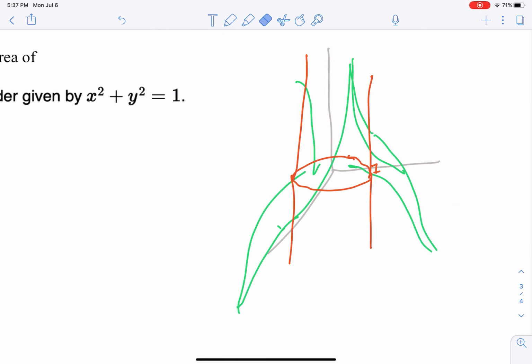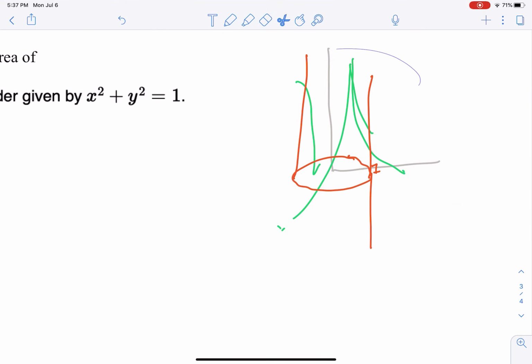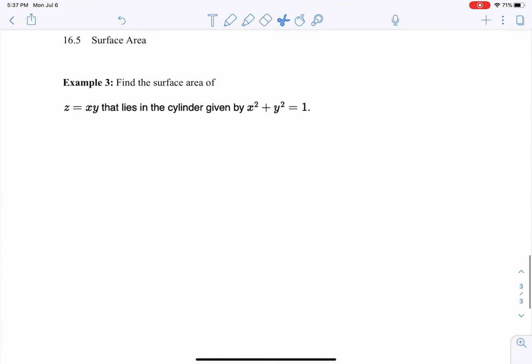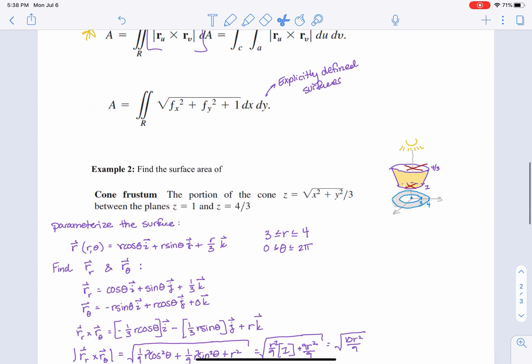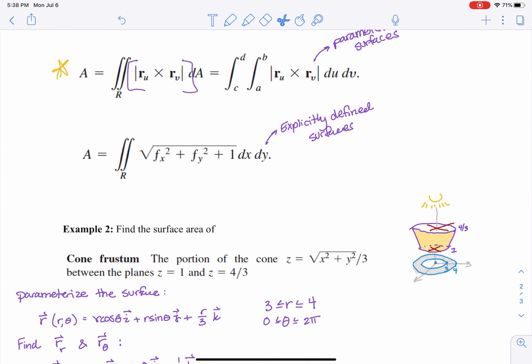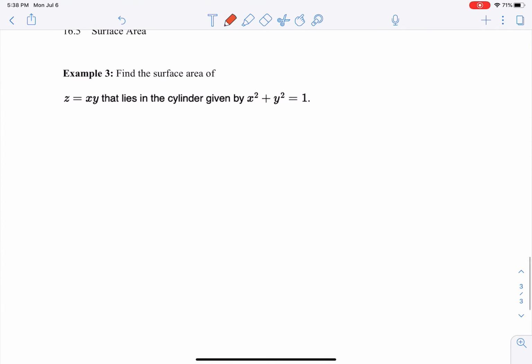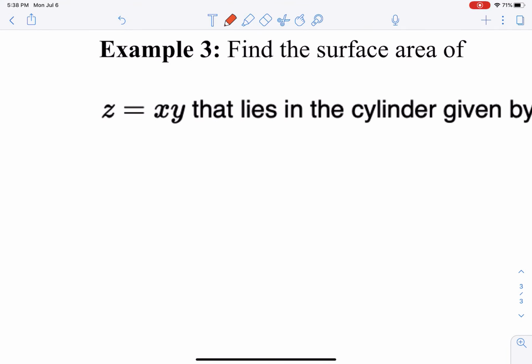So let's get rid of that real quick. Since I already did an example using the parameterization method, let's do one to show the explicit surface method, where we apply this second formula for explicitly defined surfaces, and show that it's just as valid a method to use. So in this case, this is already written in the explicit form. Right, so that is the explicitly defined surface.